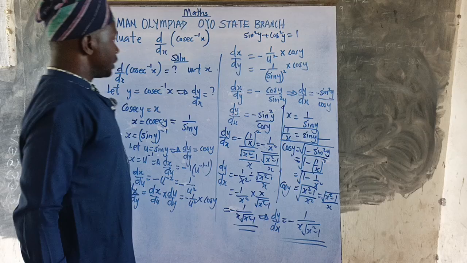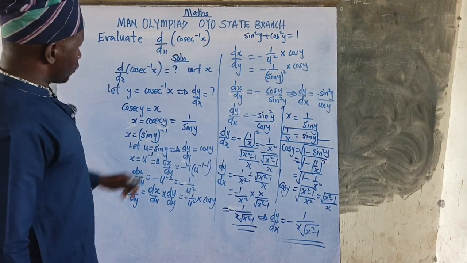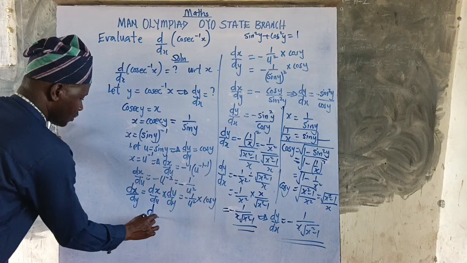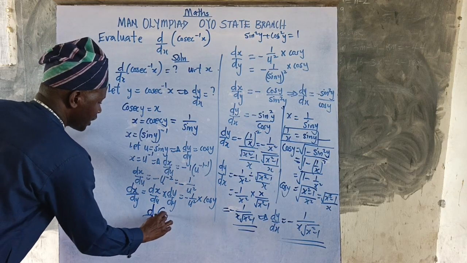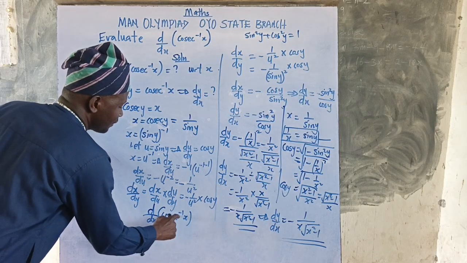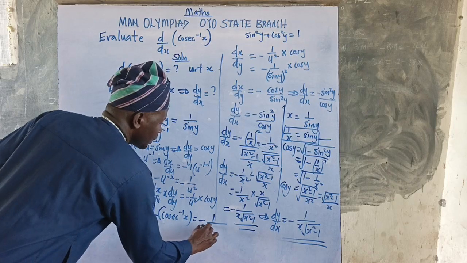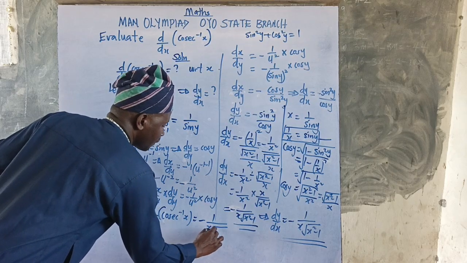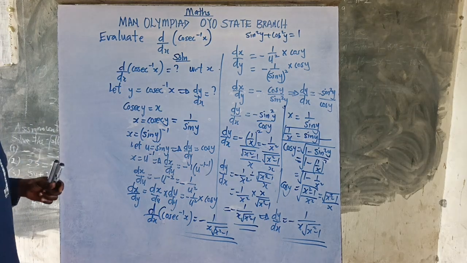This is the answer to the question that we are asked to simplify. So in conclusion, we can conclude that d/dx of the inverse of cosec x equals minus 1 over x square root of x square minus 1. And this is the answer to the question we are given.